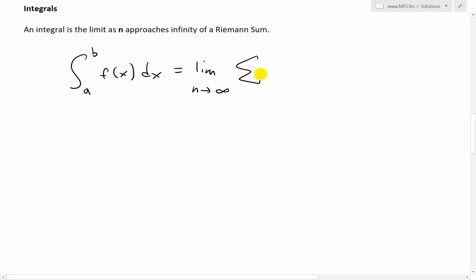So this would be simply i equals 1 up to n. So n is going to infinity, and this is f of x i star, because it could be any x value inside that interval, delta x.